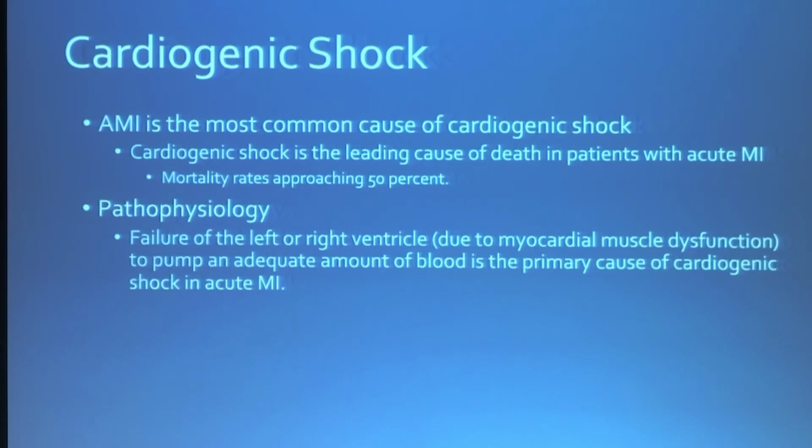Acute myocardial infarction is the most common cause of cardiogenic shock and the leading cause of death in patients with an acute MI. Mortality rate approaches 50%. A lot of times with the MIs, when they're really low, they'll go on a balloon pump assist afterwards to get them through that initial time period.